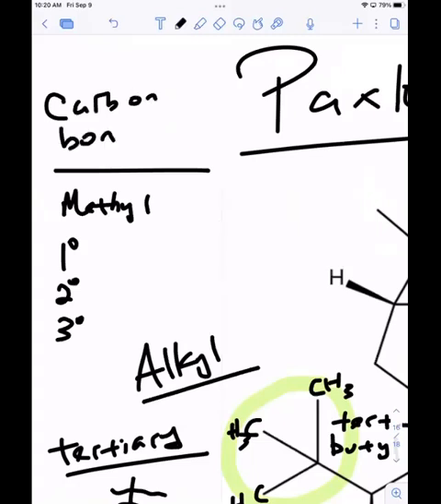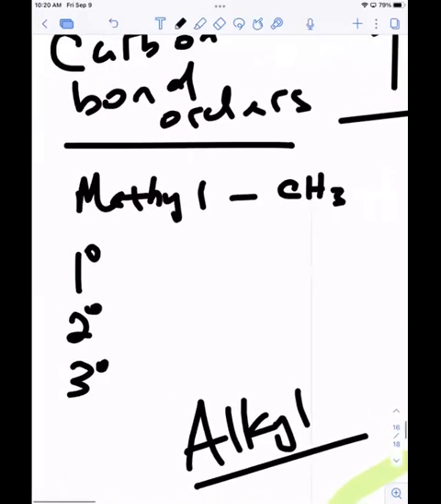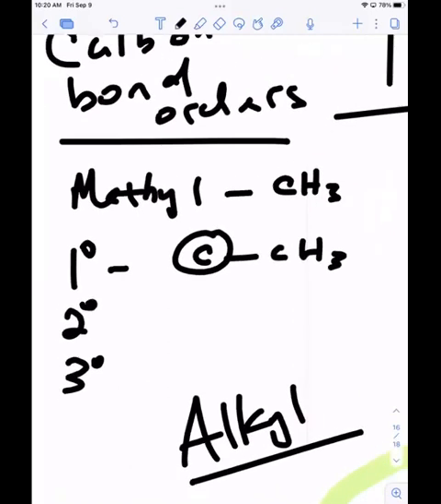So your carbon can have different what we call bond orders, right? So you have methyl, primary, secondary, and tertiary. A methyl carbon just looks like this, right? CH3, nothing else bonded to it. A primary carbon is going to have 1 carbon bonded to it, right? A secondary carbon is going to have 2 carbons bonded to it.